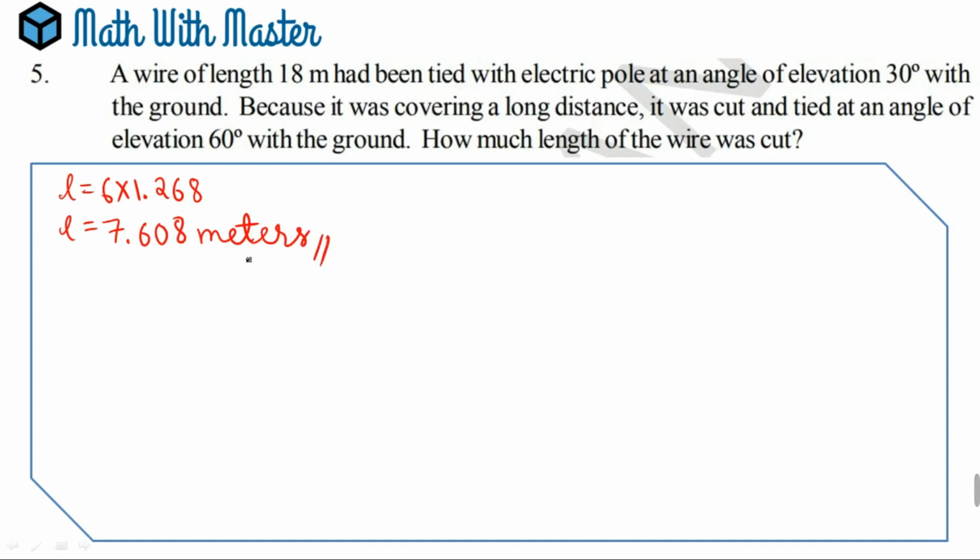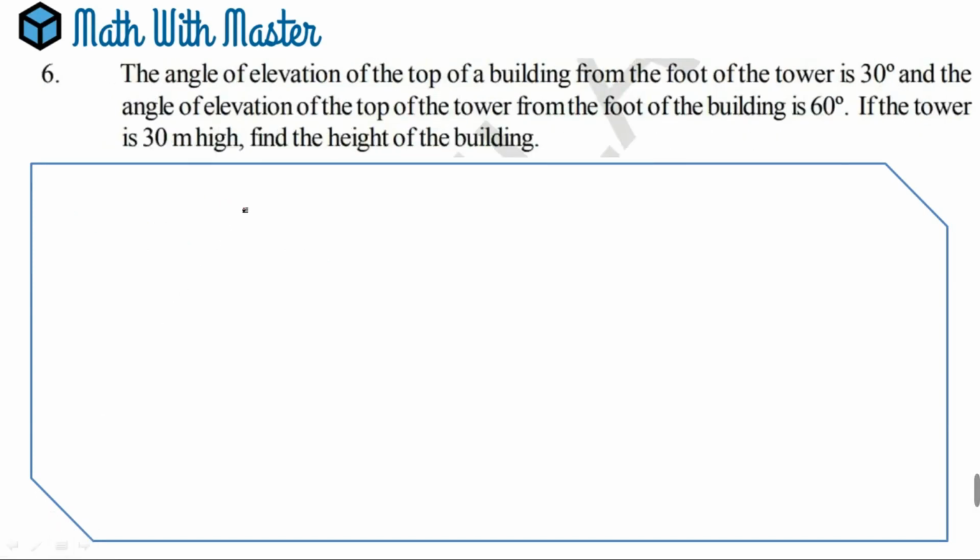Okay, so now we will move towards the next question. This is the next question. The angle of elevation of the top of a building from the foot of the tower is 30 degrees and the angle of elevation of the top of the tower from the foot of the building is 60 degrees. If the tower is 30 meters high, find the height of the building.